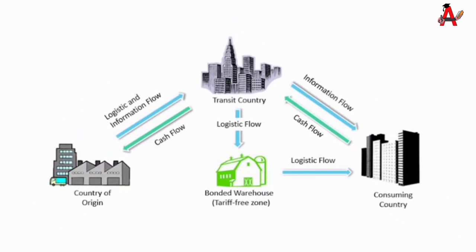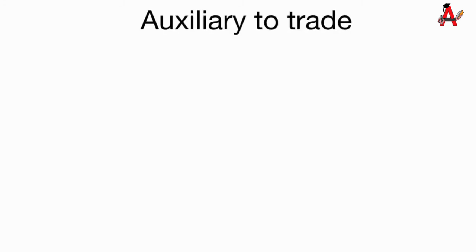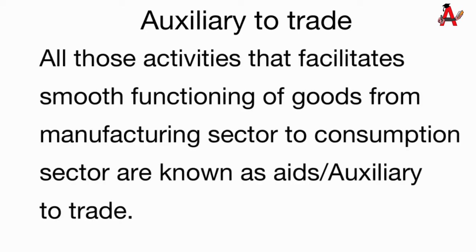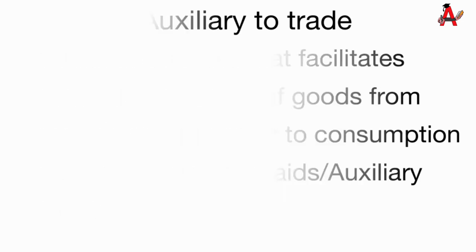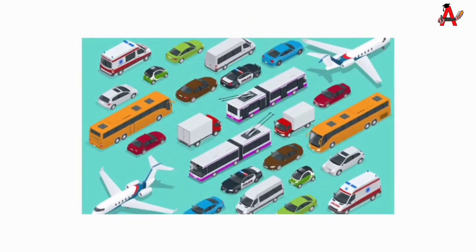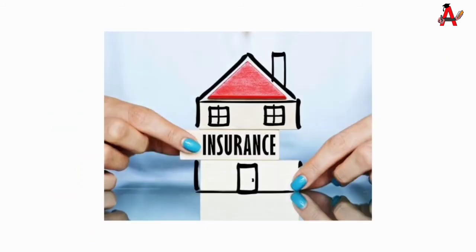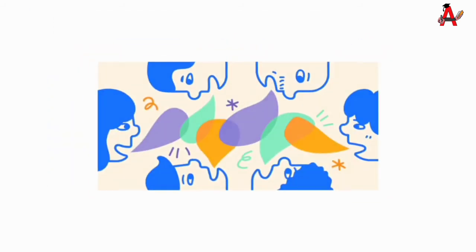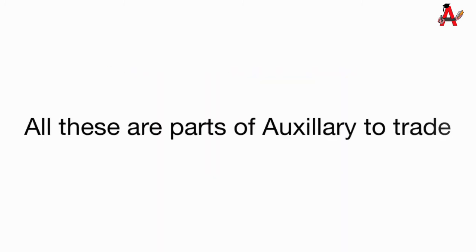The second type of commerce after trade is called auxiliary to trade. Now, what is auxiliary to trade? All those activities that facilitate smooth flow of goods from manufacturing sectors to the consumption centers are called aids to trade or auxiliary to trade. These activities play a supporting role. For example, transport, warehousing, insurance, advertising, banking, communication, all these form part of auxiliary to trade.